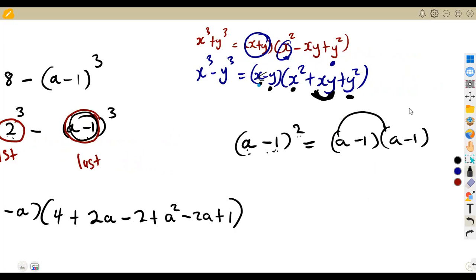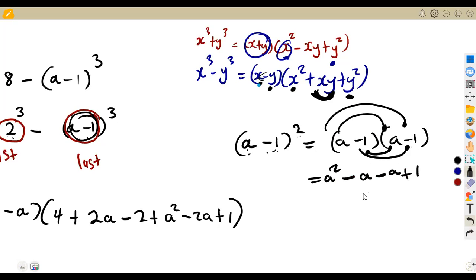So remember, a multiplies everything in the first bracket. So it's going to be a times a, which is a squared, a times minus 1, which is minus a. We are done with a. We move on to minus 1 times a, which is minus a, minus 1 times minus 1, it's a minus and a minus, that's a plus. So you're going to collect your like terms, minus 1, minus 1. So that's minus 2a plus 1.